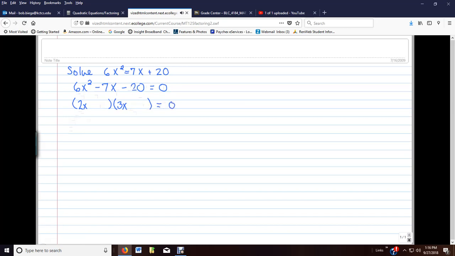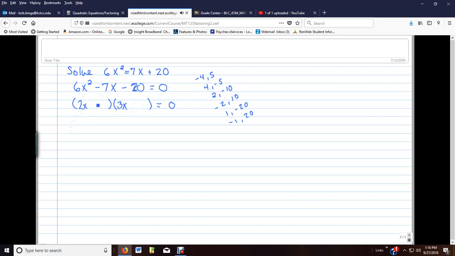Now, I look at the negative 20 here at the end, and I need to decide what will give me negative 20. I could have negative 4 and 5. I could have 4 and negative 5. 2 and negative 10. Negative 2 and 10. 1 and negative 20, or negative 1 and 20. I'm just going to try 4 and 5 first.